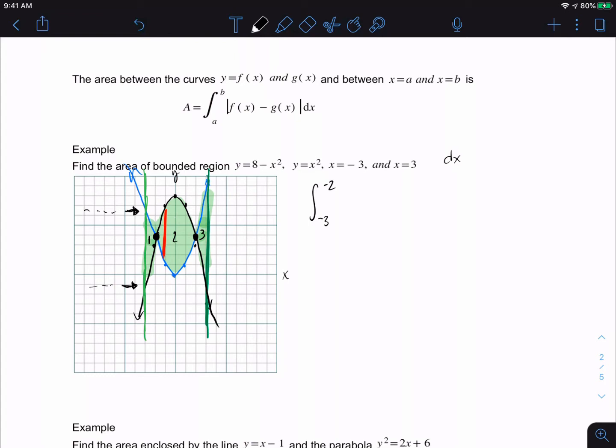Carol, does that make sense? Do you see, in this region number 1, the blue curve is above the black curve, but then in region 2, the black curve is above the blue curve, and then in the third region, it switches again. Make sense?